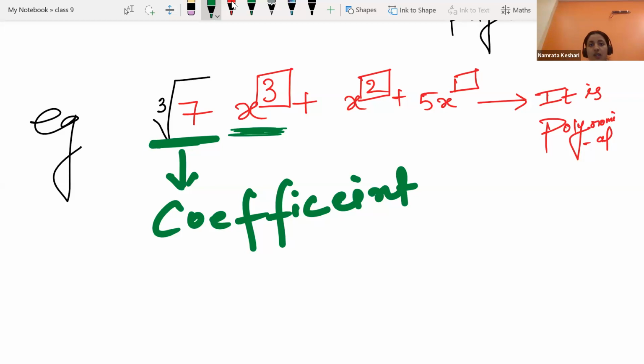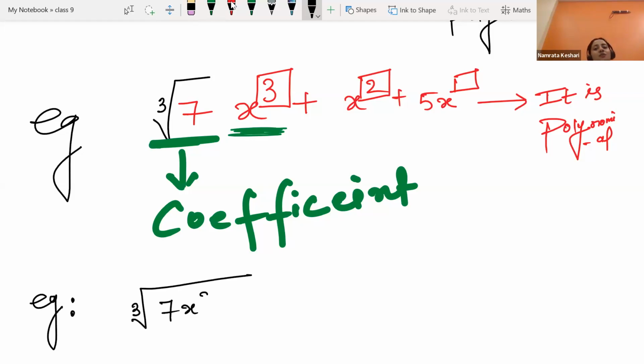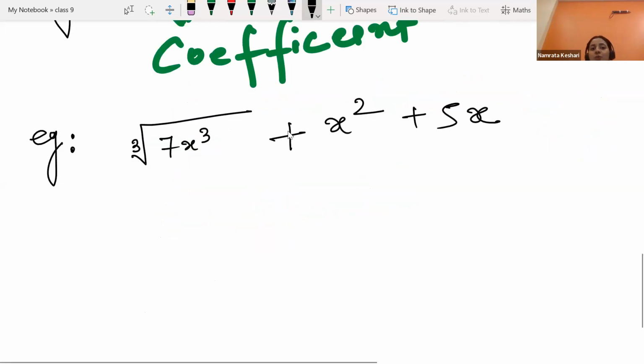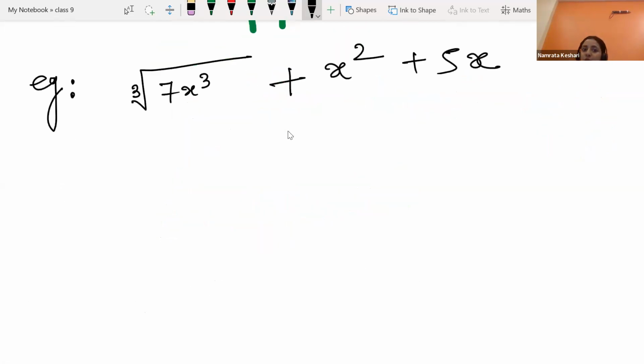So it is a polynomial. Now the next example which I must create here, and from now onward also, is that this type of scenario you can also encounter: cube root of 7x cube, like this, and then plus x square, plus 5x. And now you say whether it's a polynomial or not. So Pranav, whatever you explained to me, that is for this example, right? Yes, ma'am.